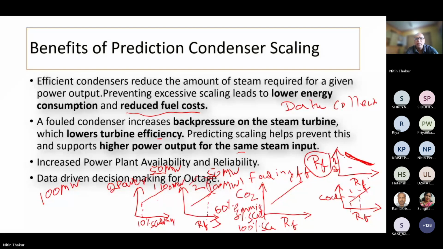Now, tell me which power plant they should run and at what capacity they should run, so as to make 100 megawatt, have less coal consumption, meaning less money for making 100 megawatt, and at the same time reduce CO2 emissions. Tell me which.